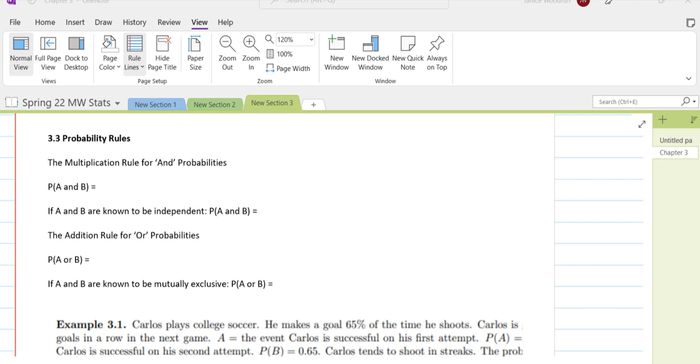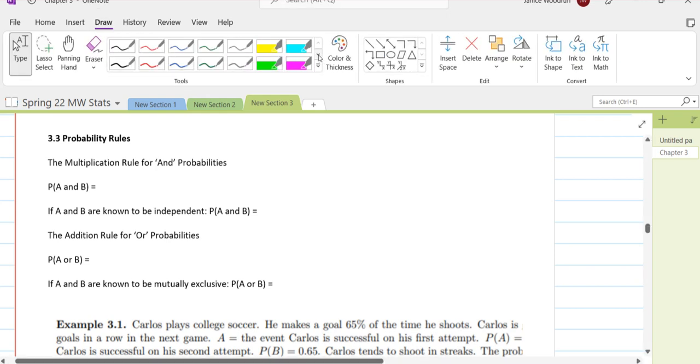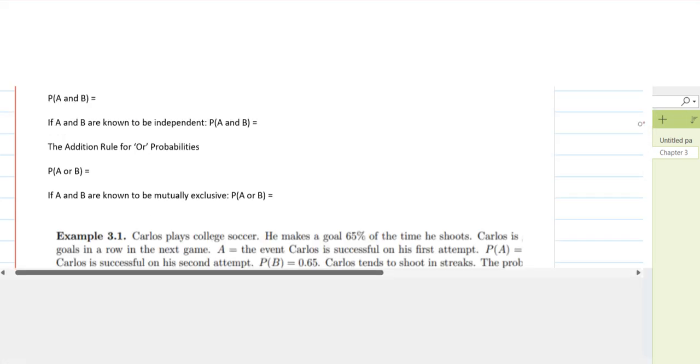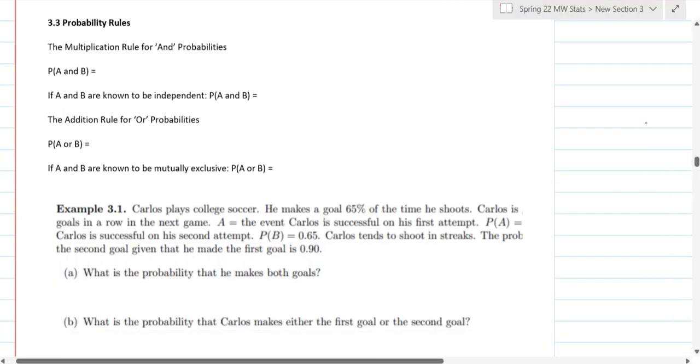We'll continue with our probability rules. We're going to do and/or probabilities here, and this time many of the probabilities are going to be given to us already, so we're just going to be working with the ones that are given.